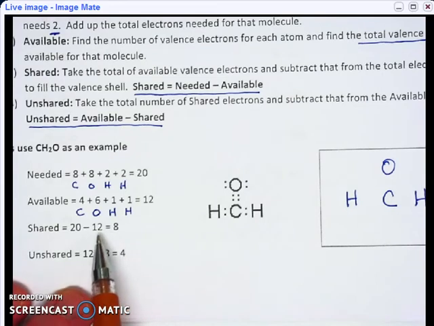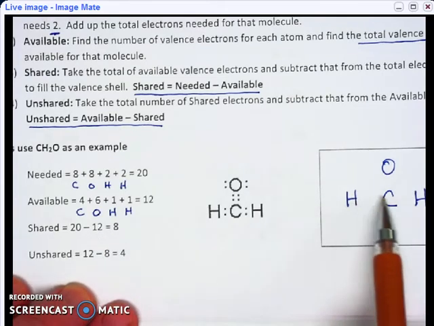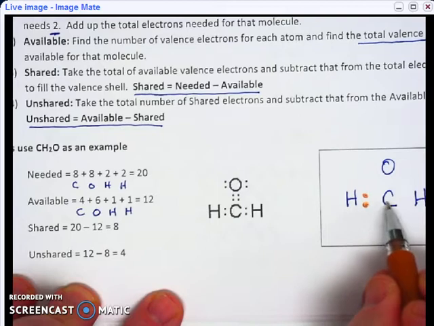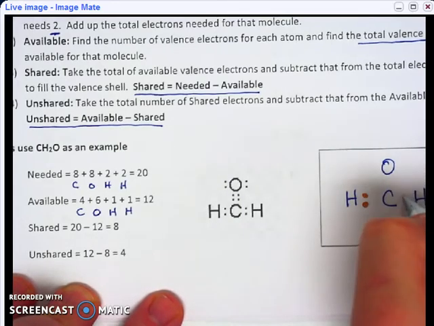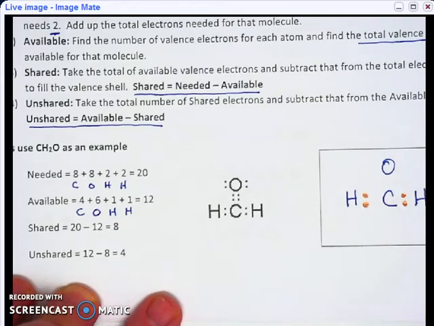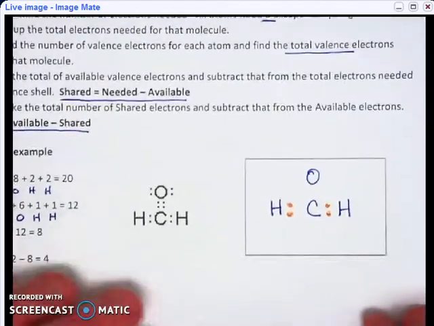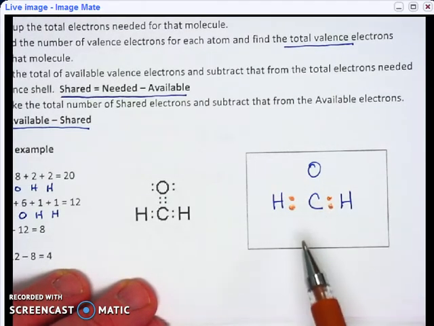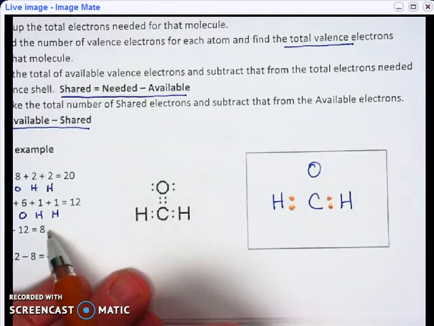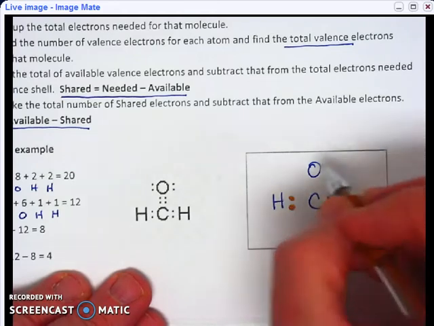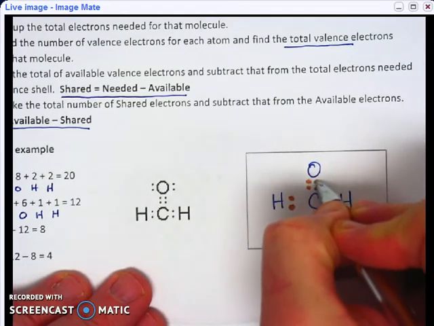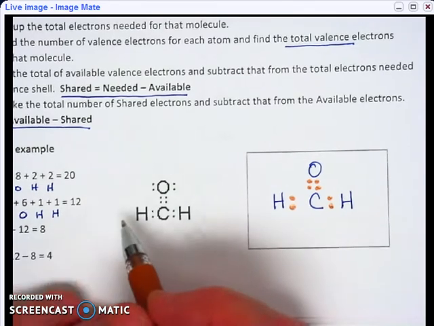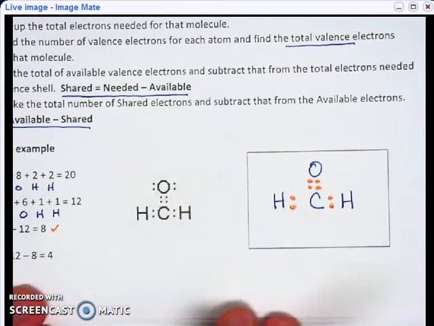So let's put our shared in. In order for them to be shared, they have to be put between the atoms. So I'm going to put 2 between this carbon and this hydrogen. And I'm going to put 2 between this carbon and this hydrogen. Well, hydrogen only needs 2. I can't put any more here. It's already got its fill. So I have 4 left out of these 8. So the only place I can put those 4 is between carbon and oxygen. If they're going to be shared, they have to be put between those 2. I've used up all 8 of these. They're done.